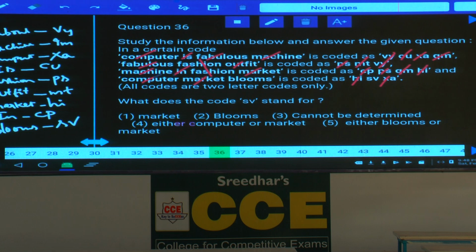Now these are the words and their corresponding codes. Clear? Now sir, if you observe here, for all the words we could determine the codes, because each of these words is repeated in some other statement. Then what does the code SV stand for? Tell me what is the word for this code SV here. SV. Blooms is the word for the code SV, that is choice 2.